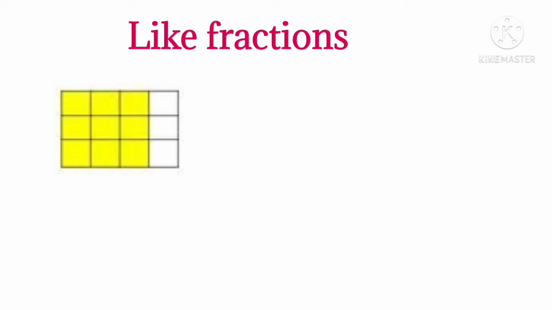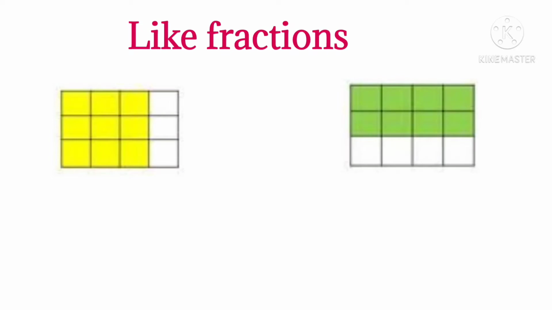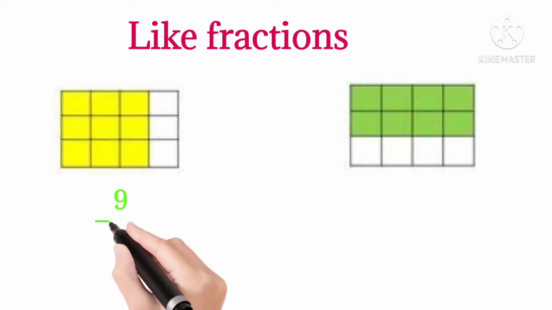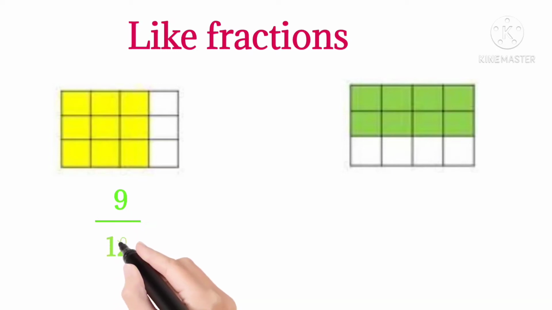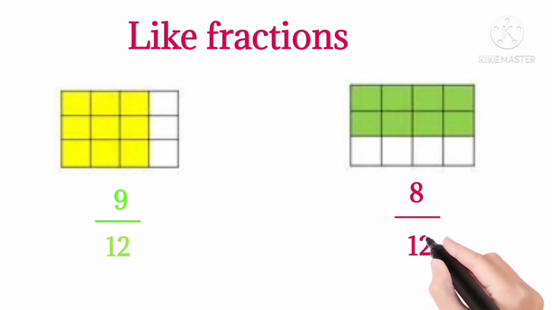First, like fraction. These two figures are equally divided into 12 parts. The first figure has equal 12 parts from which 9 parts are shaded. So, the fraction of the shaded portion is 9 by 12. Here 9 is the numerator and 12 is the denominator. The second figure also has equal 12 parts from which 8 parts are shaded. So, the fraction of the shaded portion is 8 by 12.